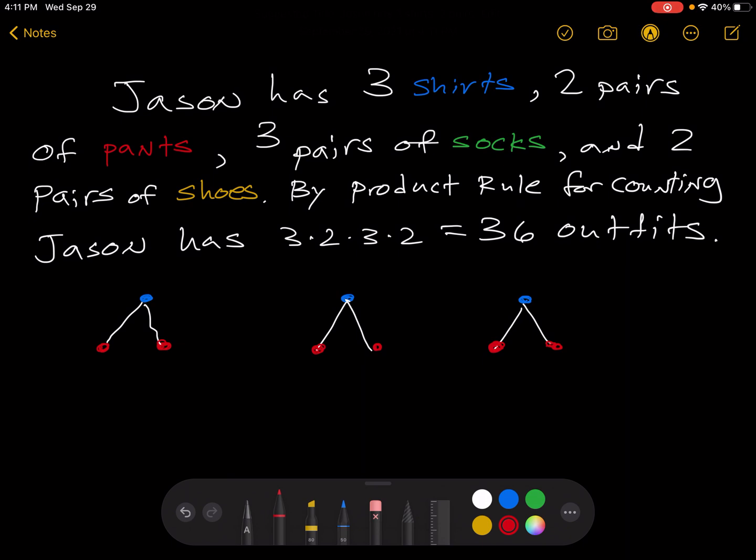Okay, now that we have all possibilities for whichever one of the shirts that I choose, now let's think, considering if I've chosen a shirt and then one of my 2 pairs of pants, now I have 3 pairs of socks. So 1, 2, 3, for each of the pants.